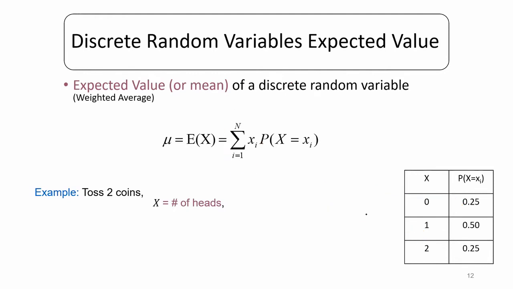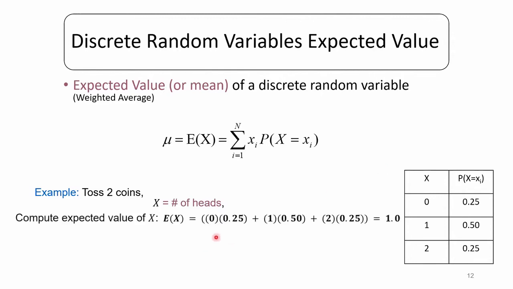So you take the second data point and you multiply it by the probability assigned to it. You take the third data point and you multiply it by the probability assigned to that. And you take the summation of all of that and you get the expected value. So that is what I've done here. 0 into 0.25 plus 1 into 0.5 plus 2 into 0.25. All of this equals 1. So 1 is the expected value of capital X, or in other words, the expected value of the number of heads would be 1.